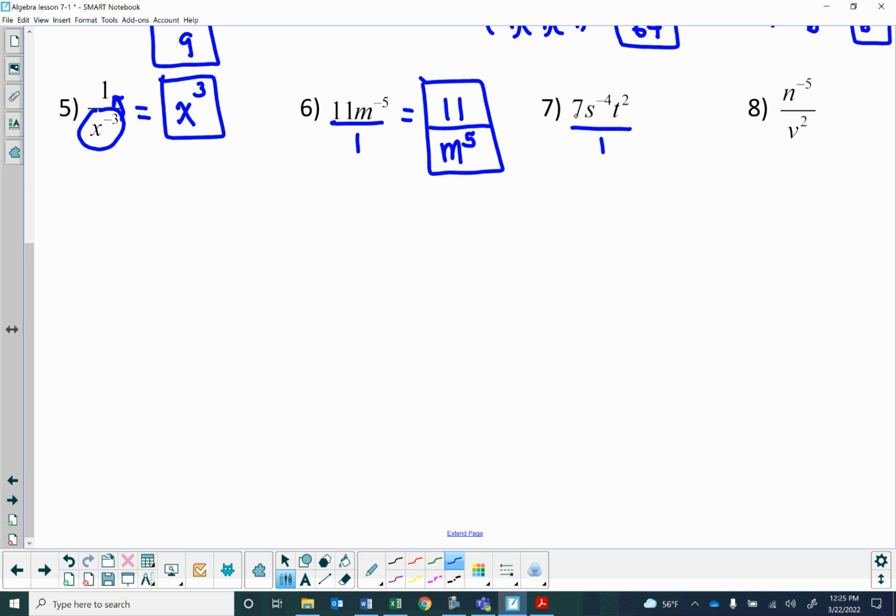So the 7 is positive and the t squared is positive, so they stay on the top. The s to the -4th is negative, so it needs to move to the bottom to become positive, so we just put s to the 4th on the bottom. And we are done.